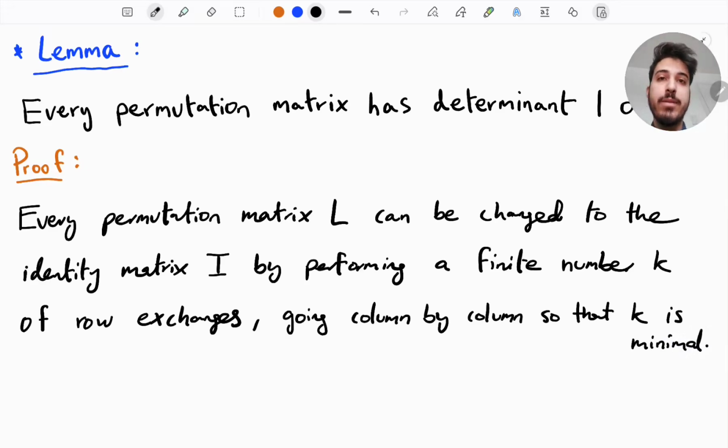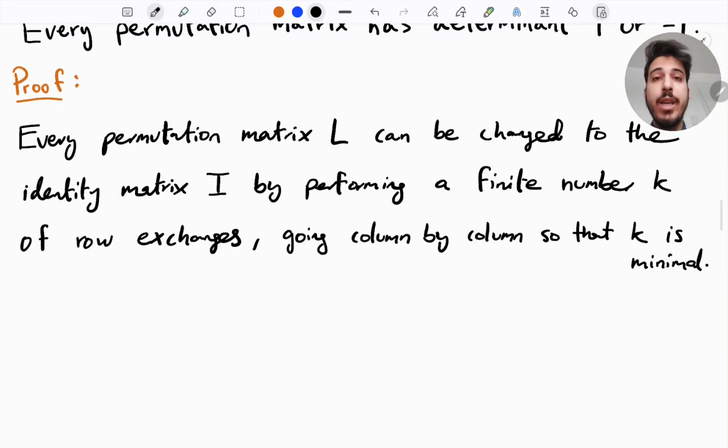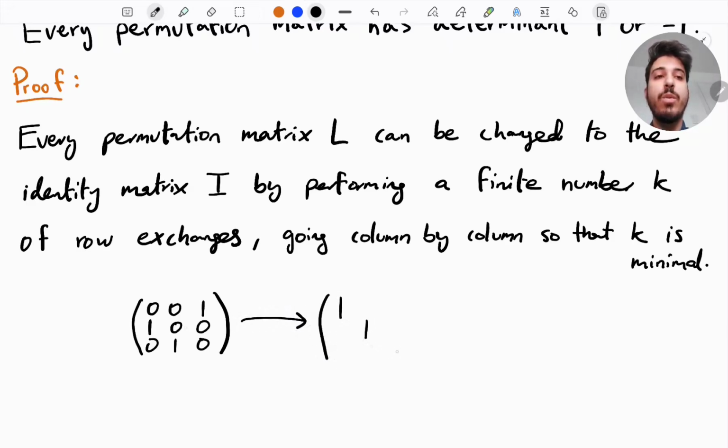Let me explain this statement. We have that a permutation matrix looks something like this: 0, 1, 0, 0, 0, 1, 1, 0, 0. Since the matrix is composed of only zeros and ones, with a single 1 in each row, it is possible to perform row operations, more particularly row exchanges, to go from this to the identity, which is 1 on each entry in the diagonal and 0 everywhere else.